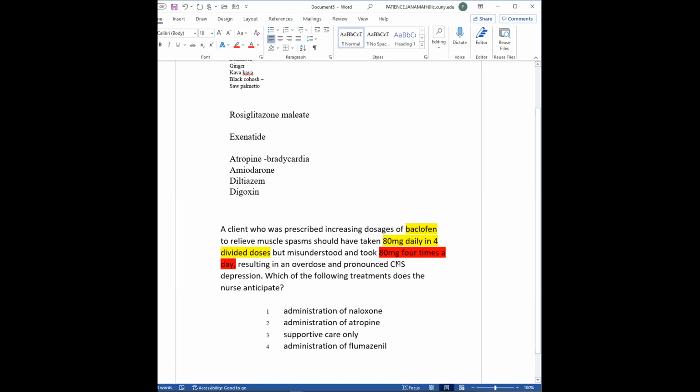So if it's insulin, I'm already thinking of antidotes. If it's opioid, I'm thinking of antidote. If it's potassium, I'm thinking of antidote. This is baclofen. It's an NSAID. I don't even know. So which of the following treatments does the nurse anticipate? What do you think you will do for these patients?